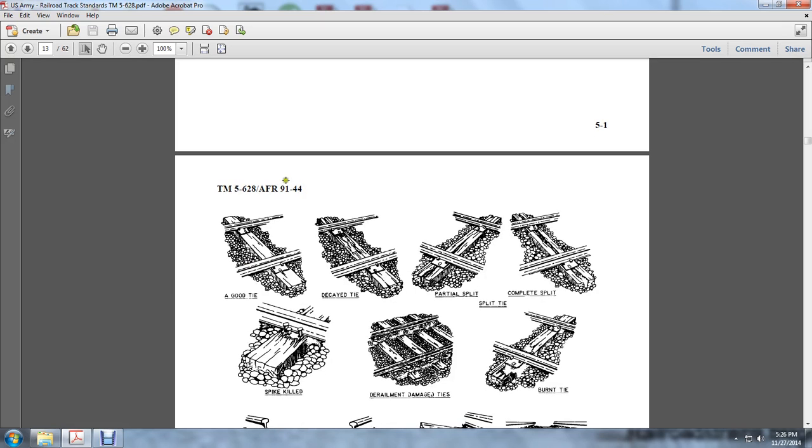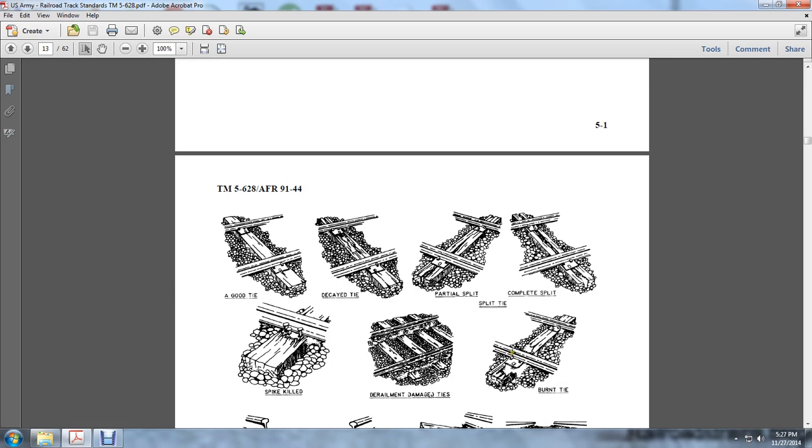You have a good tie over here on the left. A decayed tie is on the right. This is a partial split, which is halfway through the tie. A complete split is through both spikes. A spike killed tie is one where the spike has been pushed under. The spikes are up. Derailment damaged ties are off to the side of the tie plate.